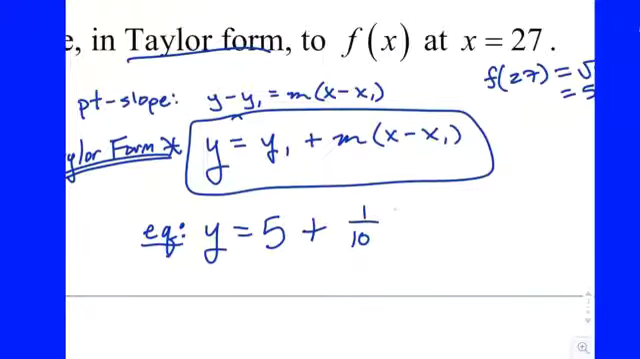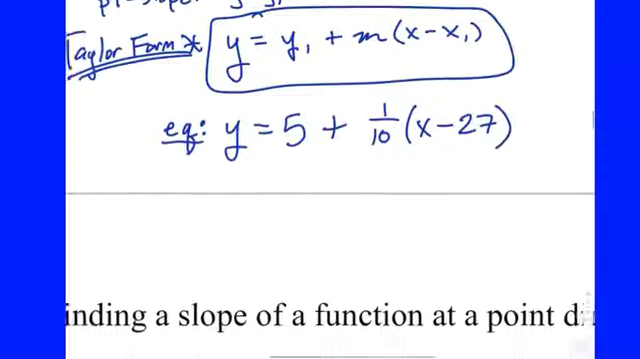1/10 times x minus the given x value is 27. And then you stop. If you're ever asked to write the equation of a line on a free response and it doesn't specify, you can do this and get out of there, right? Taylor form, get out of there. If you needed to put it into slope-intercept form, of course, you could distribute the 1/10 and write it as mx plus b.